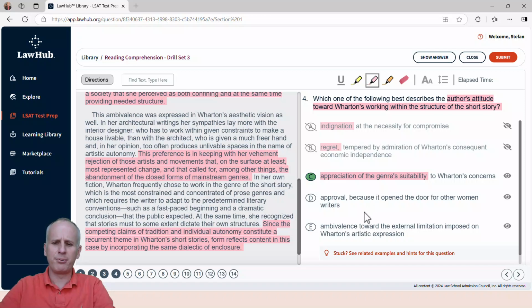Then choice D, approval, because it opened the door for other women writers. Well, there might be approval, but it's not because other writers followed Wharton in writing short stories, so we can eliminate D for that part that's incorrect. And then choice E, ambivalence toward the external limitation imposed on Wharton's artistic expression. Well, there wasn't a limitation imposed, but be careful because this term of ambivalence is right here in the top sentence of this paragraph, and you don't want to just pick answer choices that reuse terms that you might be familiar with. Those, in fact, are very often traps the exam likes to use. Of course, here, the correct answer is C.